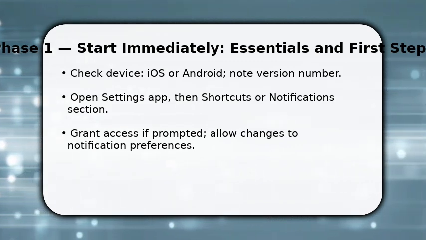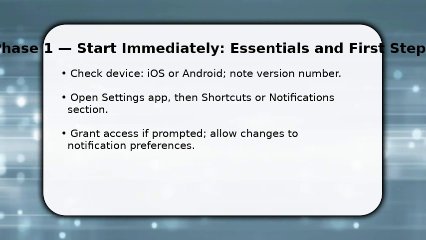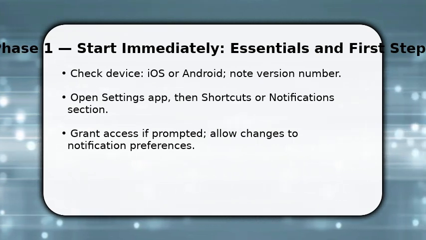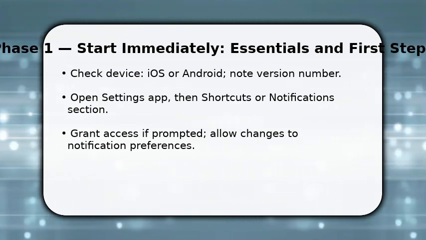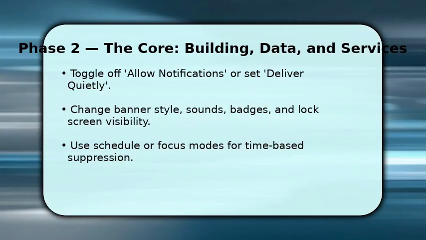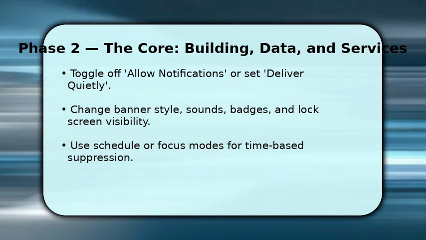Don't skip granting temporary access. It lets you see all toggles and prevents confusion when you change visibility or sound. You now adjust the key controls. Toggle Allow Notifications off to stop everything, or choose Deliver quietly to hide banners and sounds while still logging alerts.